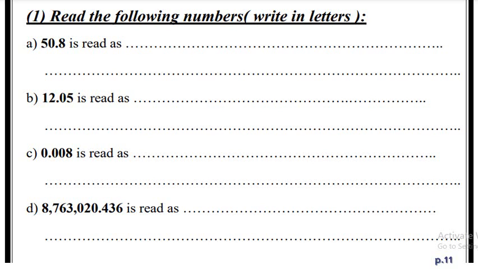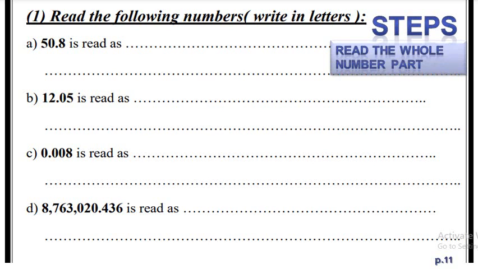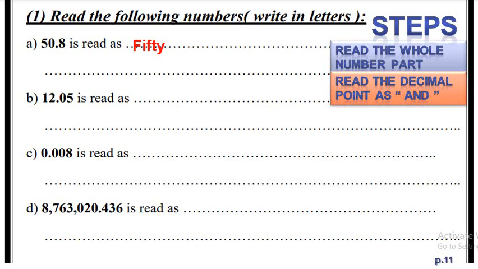In letter A we have 50.8. To write any number in letters we have steps. The first step is read the whole part. We have here in the whole part 50. So we'll write 50 in letters. Then I'm going to read the decimal point as and. So the decimal point here we will read it as and. So write and in letters. So now we have 50 and.